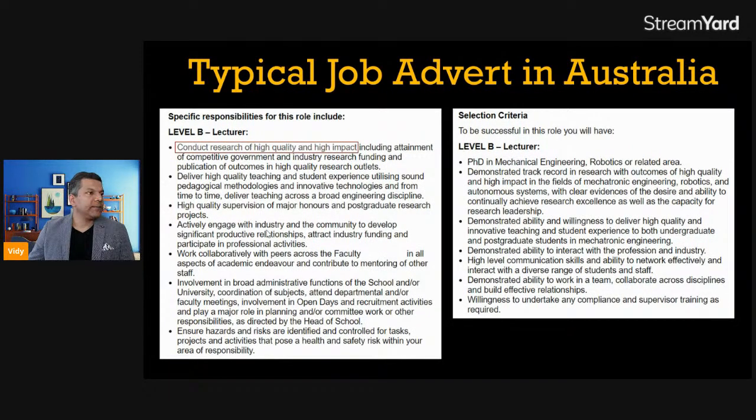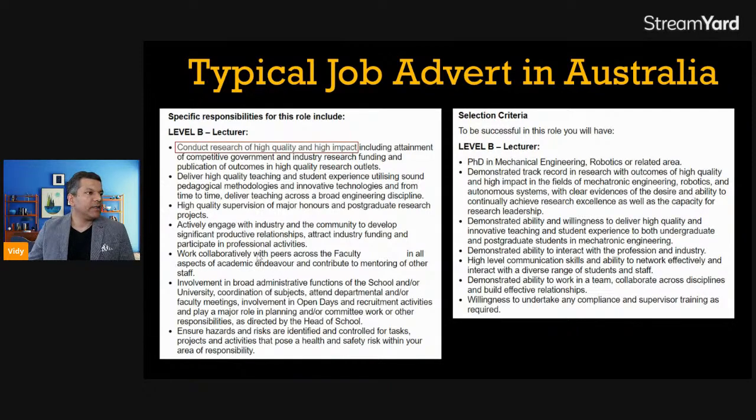Actively engage with industry and community to develop significant productive relationships, attract industry funding, and participate in professional activities. So all these three things I covered in today's session, if you relate back. I suggested that you have to get some funding either from government or from industry. Government funding is discussed here. Industry funding is being talked about here. Actively engage with industry refers to networking with your industry and ensuring that you are known within the community.